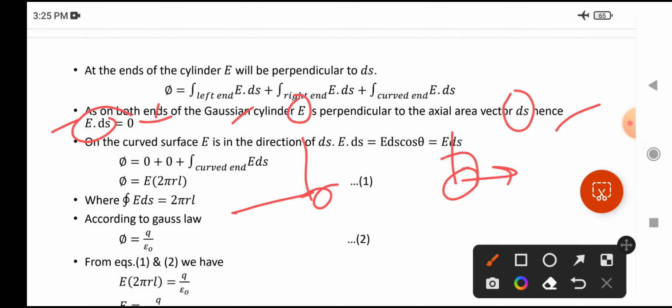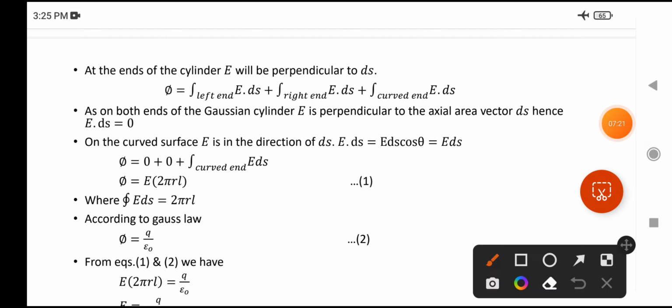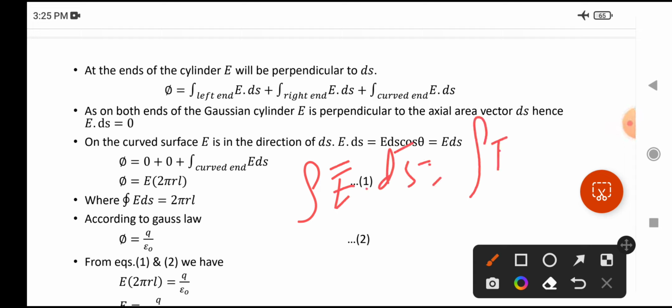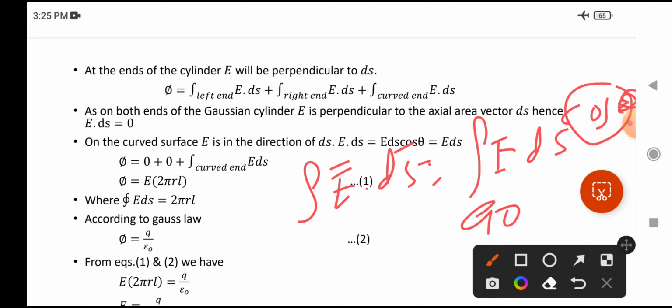Why is E dot ds 0? We know the formula: integral E bar dot ds bar can be written as integral E ds cos theta. So what is the theta value? They are perpendicular, which means theta is 90 degrees. If you substitute 90 here, cos 90 is 0. So that is why these two terms, left and right, are 0. But only the curved surface is present.